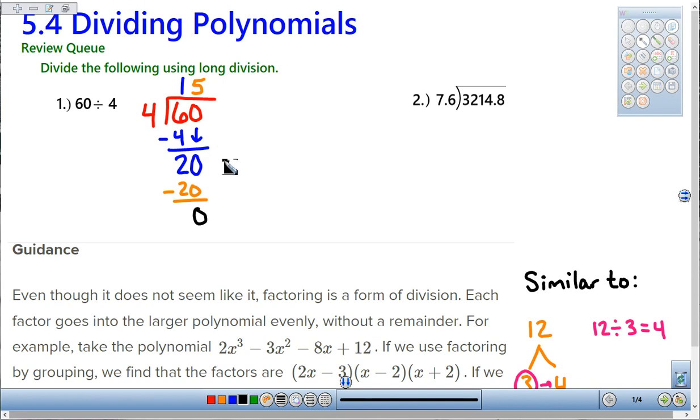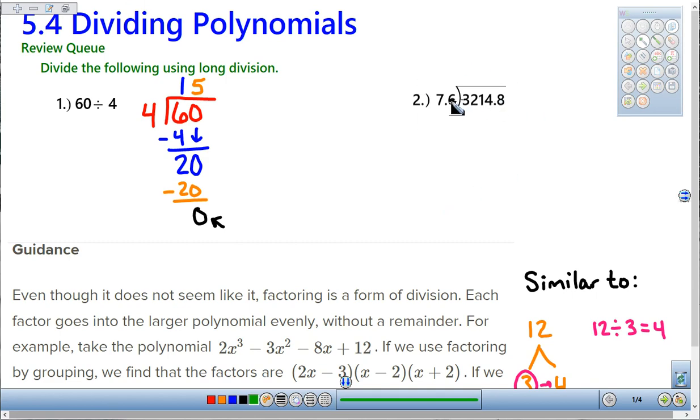There's nothing else to bring down, so this is finished, and this explains that my remainder was 0. One thing to take from this is that because there was no remainder, 4 is a factor of 60. Also, 15 is a factor of 60. And of course, that means that 4 times 15 does equal 60.